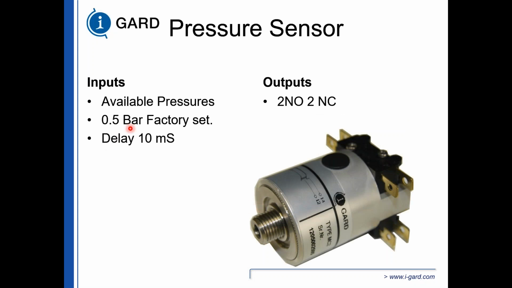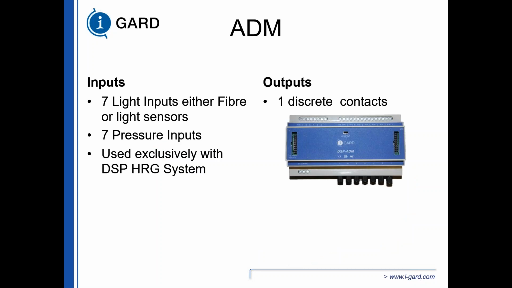Here's our pressure sensor. Available pressures, a factory set of 0.4 bar, and it probably takes about 10 milliseconds to operate this particular device. This one has 2 normally open and 2 normally closed contacts, and it can go directly into these sensors right here and have pressure pickup. Again, it's a mechanical device, so it's going to take about 10 milliseconds to operate.